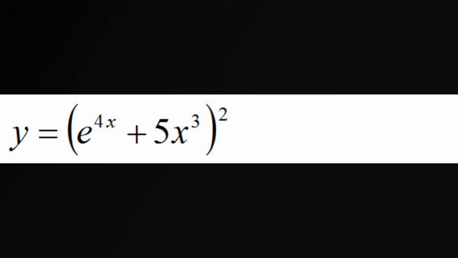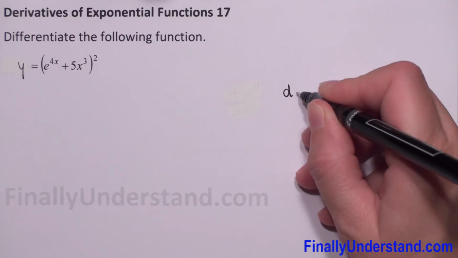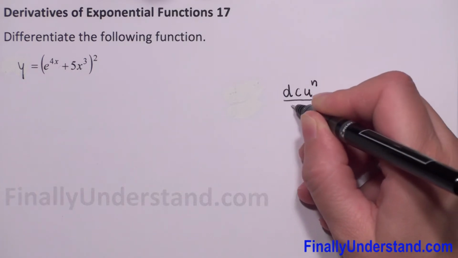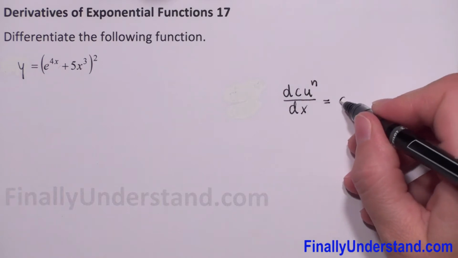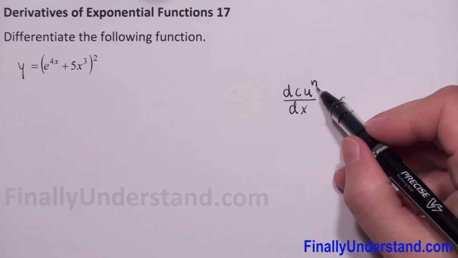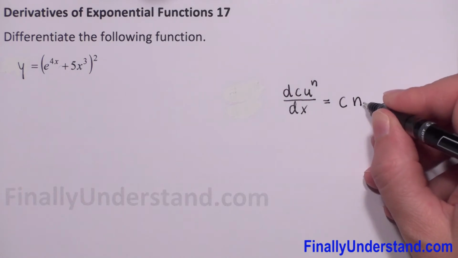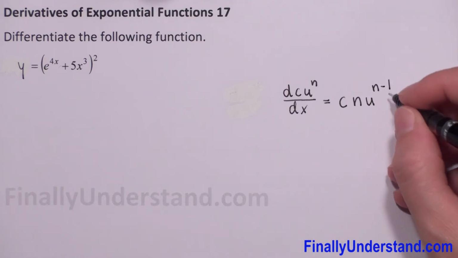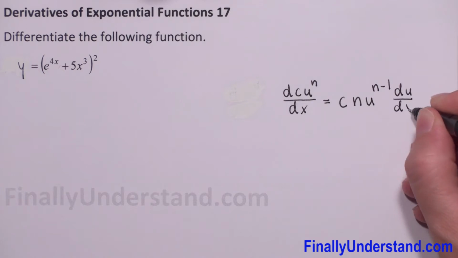To differentiate our function, we will use the power formula. Let me remind you, when we have the derivative of a constant times u to power n with respect to x, this is equal to: first we have to copy the constant. Next we have to take down the power, so it will be c times n times u to power n minus 1 times the derivative of u with respect to x.